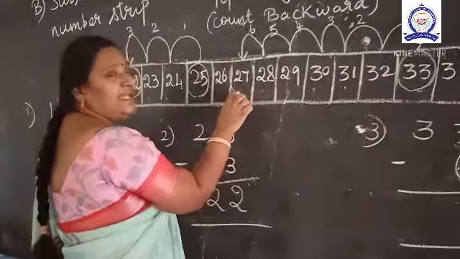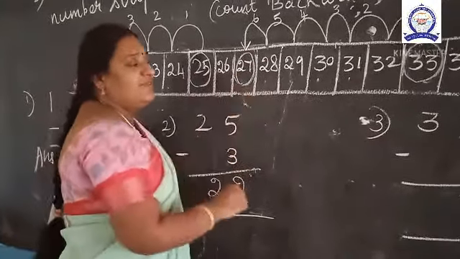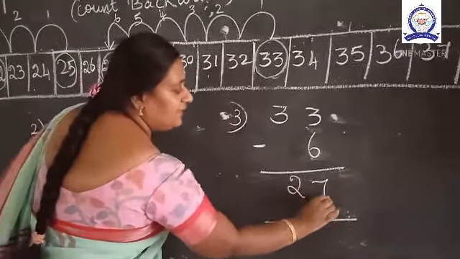The arrow mark, where does it end? 27. So where does the arrow mark end? 27. Your answer is 27.